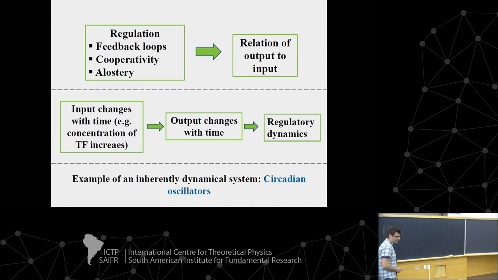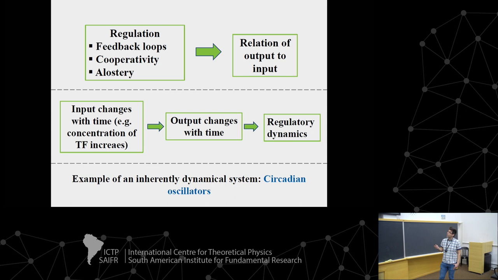If you remember, last time we were explaining about regulatory loops, about cooperativity, and about allostery. This all goes by regulation. Regulation is actually relating your input, for example, your concentration of ligand, with your output. For example, in our example, it was binding occupancy of the receptor.